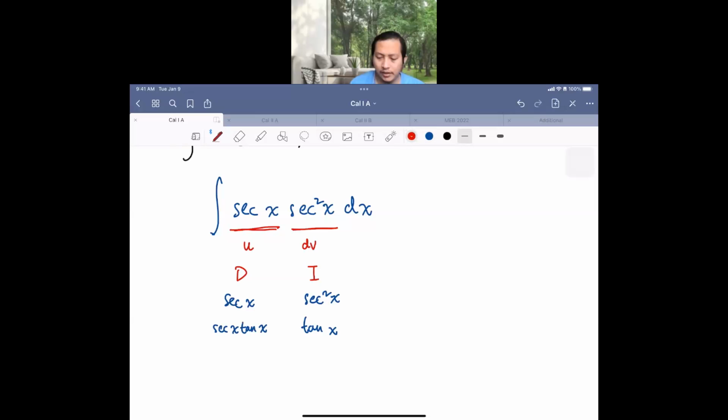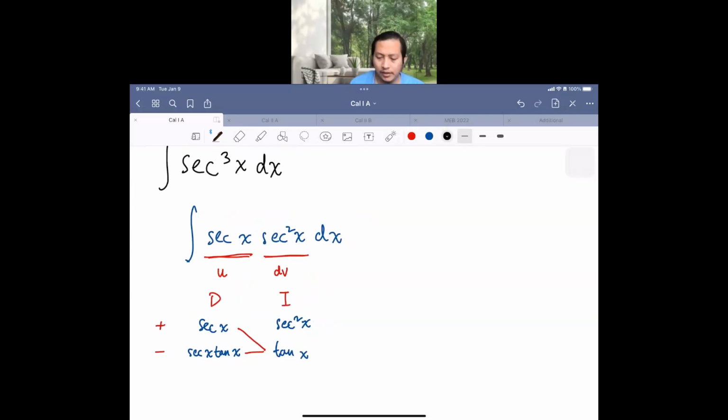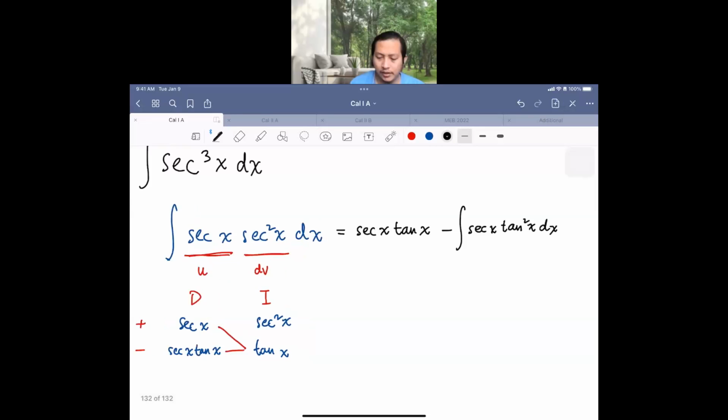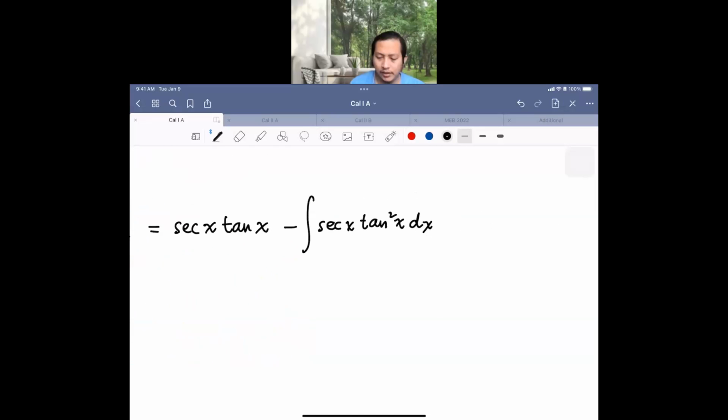Okay, and this will have two structures. So we will have secant x tangent x, and then minus the integral of secant x and then tangent squared x dx. Okay, we have this structure. Now let's focus on this integral, the secant x and tangent squared x.